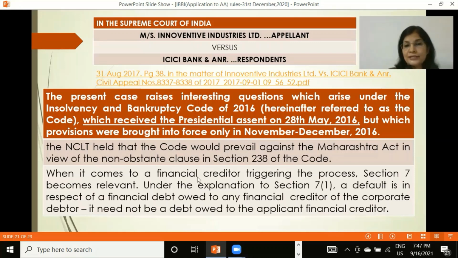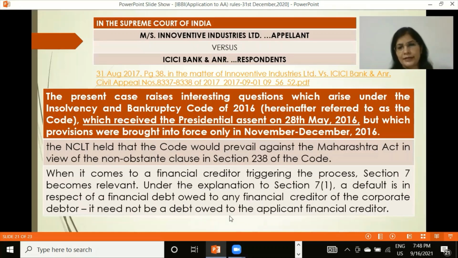When it comes to a financial creditor triggering the process, Section 7 becomes relevant. If you go through Section 7, we know that the financial creditor files an application under Section 7. The explanation to Section 7(1) says that a default in respect of a financial debt owed to any financial creditor of the corporate debtor need not be a debt owed to the applicant financial creditor. A very important judgment. And please mark these case laws for all these judgments.